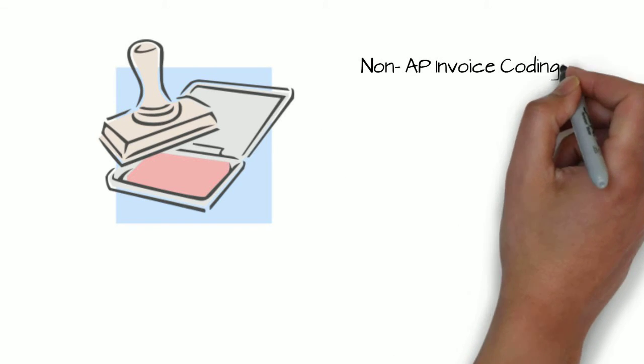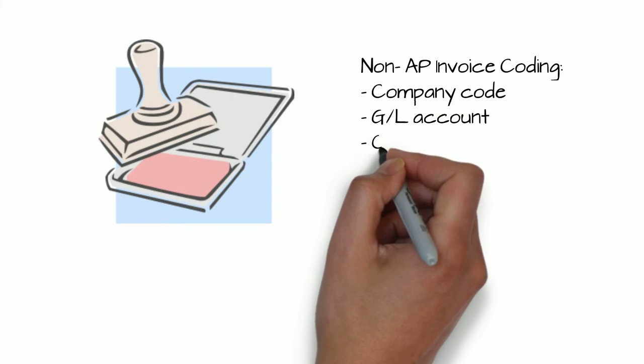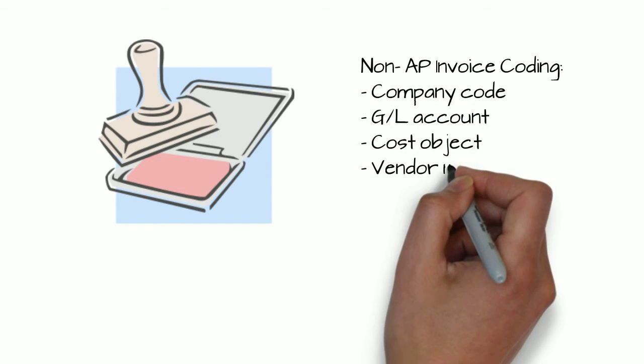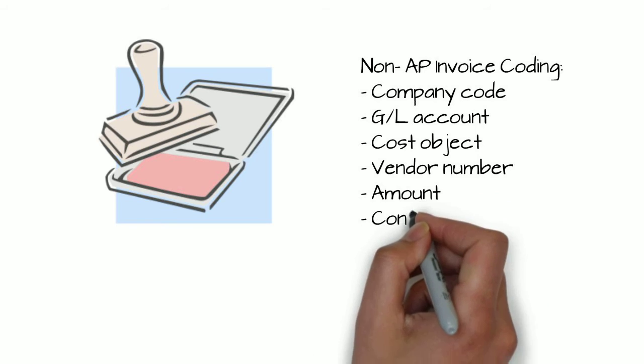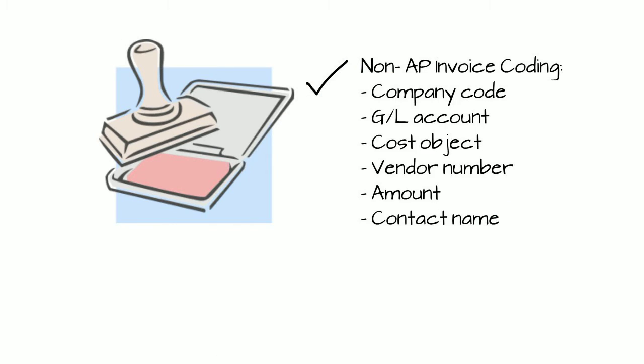The coding must include the company code, general ledger account, cost object, vendor number, amount, and the name of the person who completed the coding. For Mexico, the coding information can be sent to AP via email. Once AP receives the coding information, they enter it into SAP. This triggers an approval workflow.